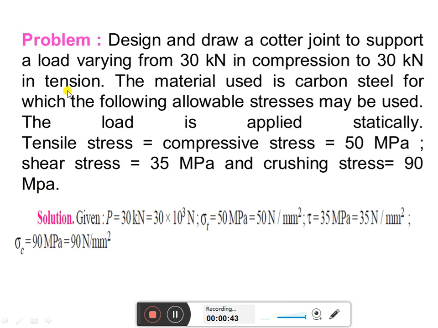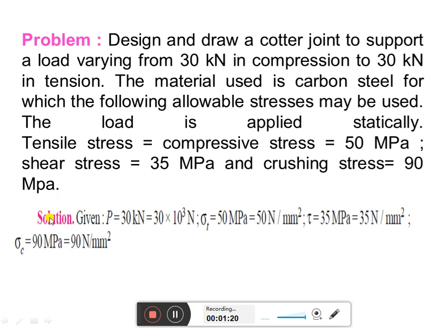So the problem: design and draw a Cotter joint to support a load varying from 30 kN in compression to 30 kN in tension. The material used is carbon steel, for which the following allowable stresses may be assumed. The load is applied statically, tensile stress equal to compressive stress equal to 50 MPa, shear stress 35 MPa and crushing stress 90 MPa. So this is the problem given.